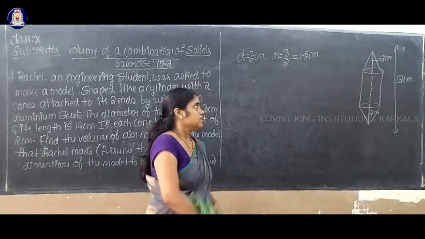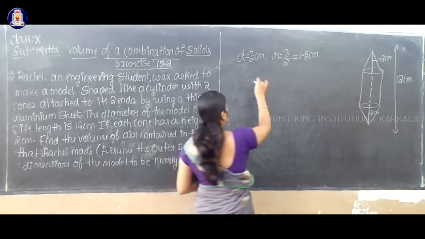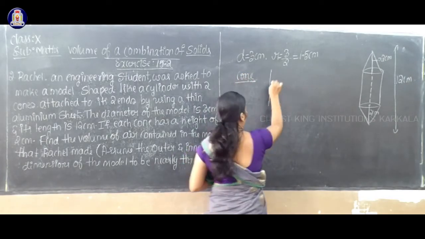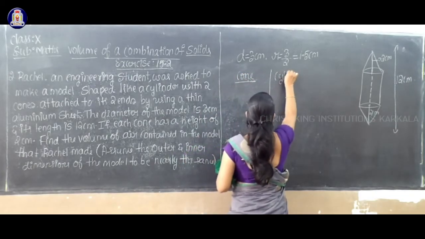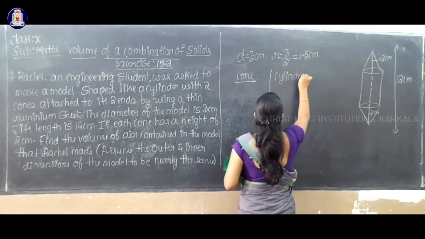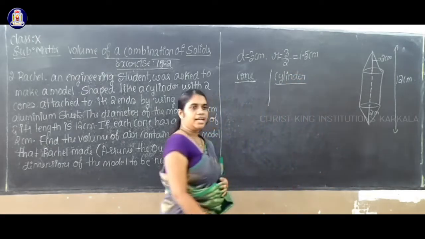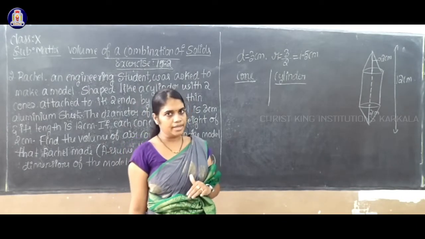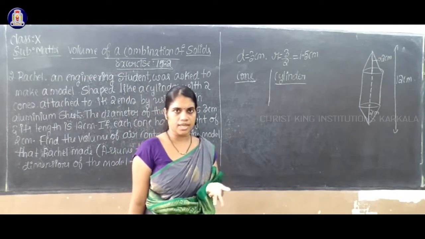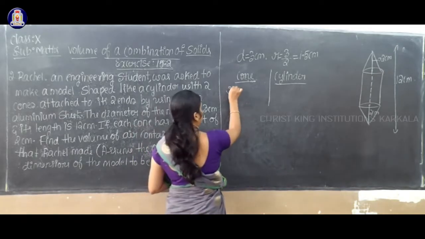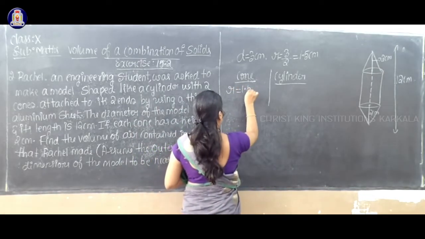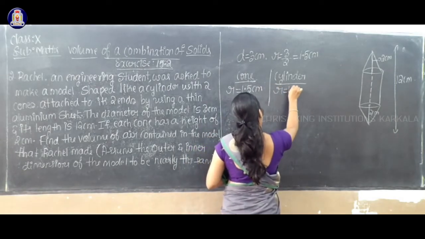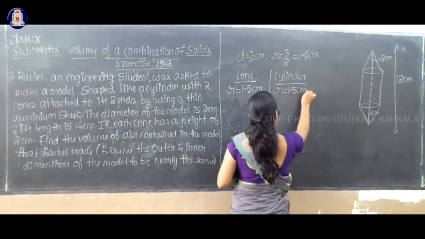See here, I'll make two columns. First one for cone, and the second one for cylinder. First I'll write the values for radius. Obviously the radius of cylinder as well as cone are both the same. So therefore the R value will be the same here. R is equal to 1.5 centimeter. So here R is equal to 1.5 centimeter.